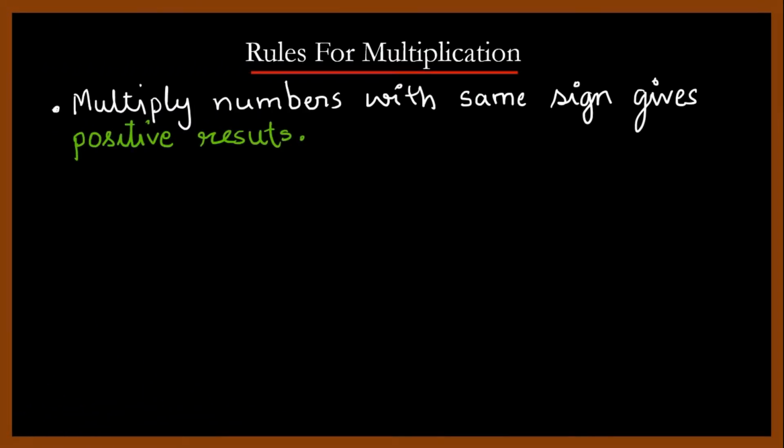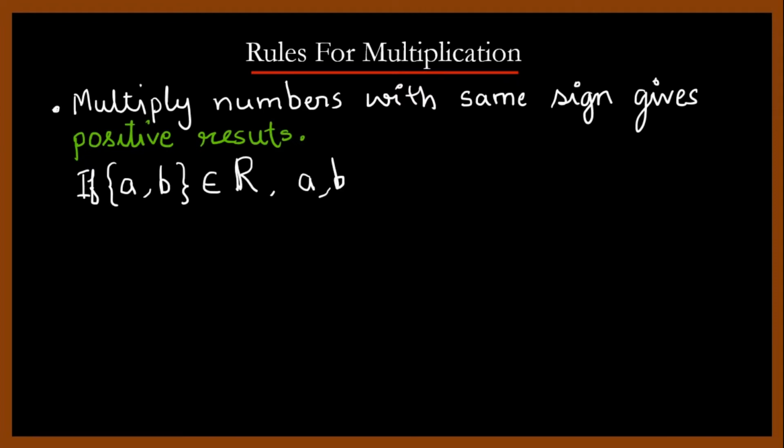Now I'll give you rules for multiplication and division, and for each rule we will see some examples. When you multiply 2 or more numbers with the same sign, the result is also going to be a number greater than 0. If a and b are two real numbers where both a and b are greater than 0, then a multiplied by b is ab, where ab is greater than 0.